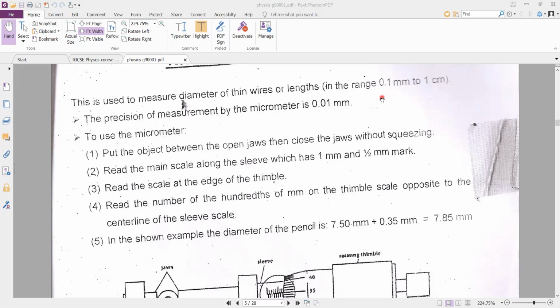We are using this device to measure in the range between 0.1 millimeter and 1 centimeter. The precision of measurement by the micrometer is 0.01. To use the micrometer, we need to follow steps. Saeed, hurry up, quickly.